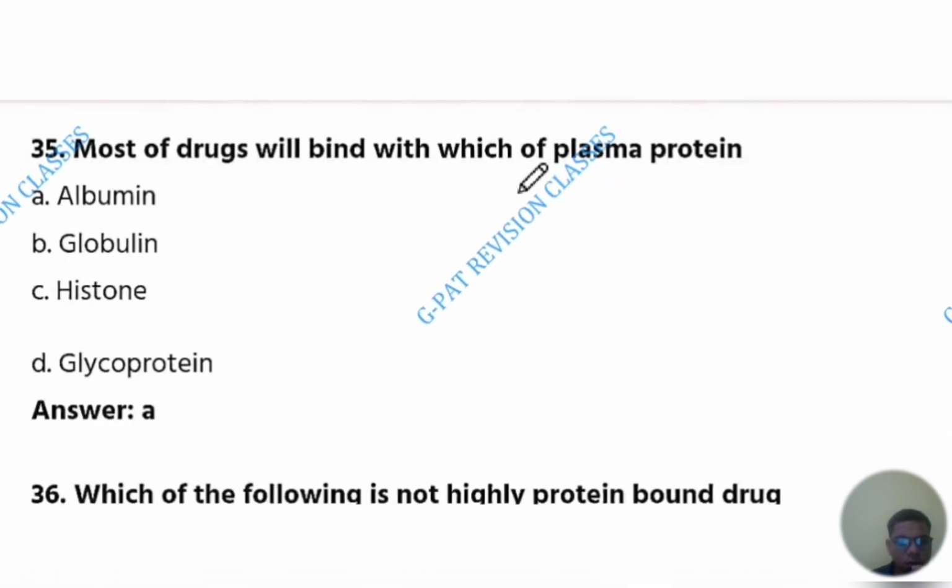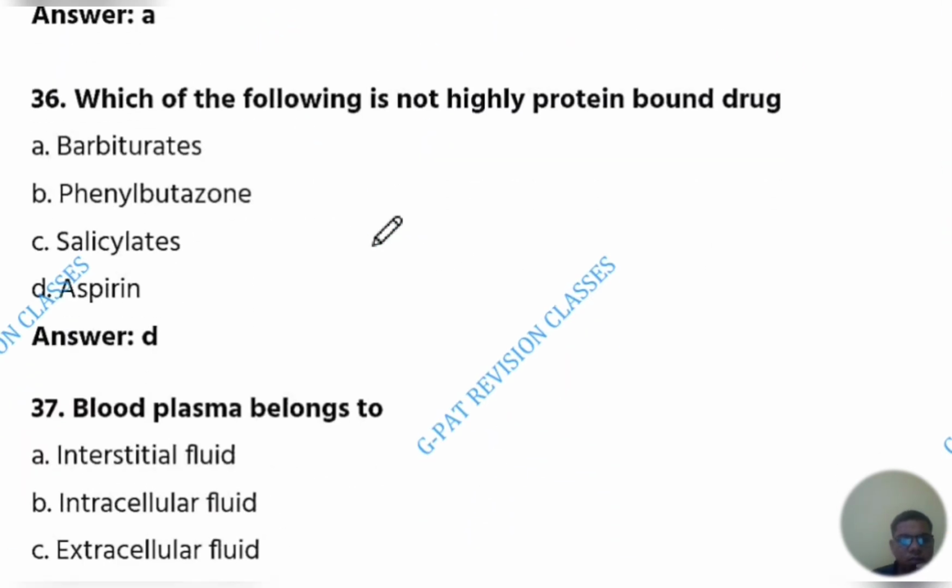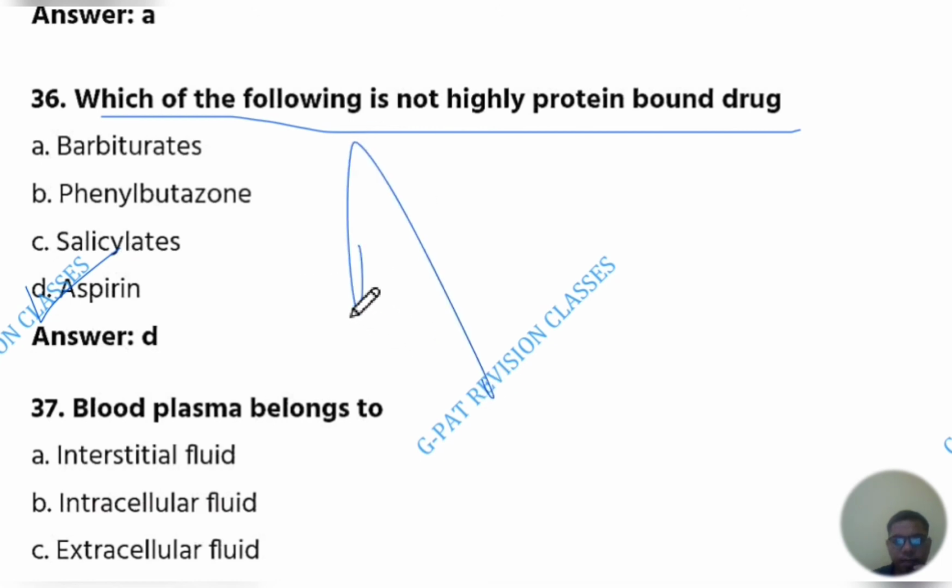The next is question number 35. Most of the drugs will bind with which plasma protein? The answer is albumin. The answer is A. Okay. Next is question number 36. Which of the following is not a highly protein bound drug? The answer is D, aspirin.